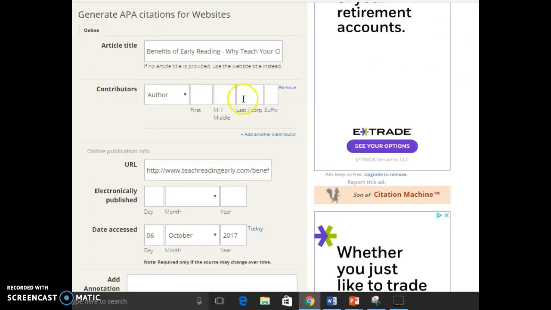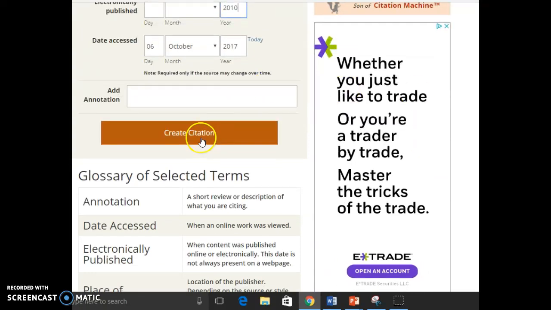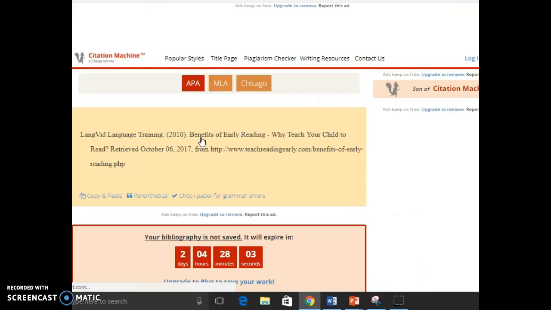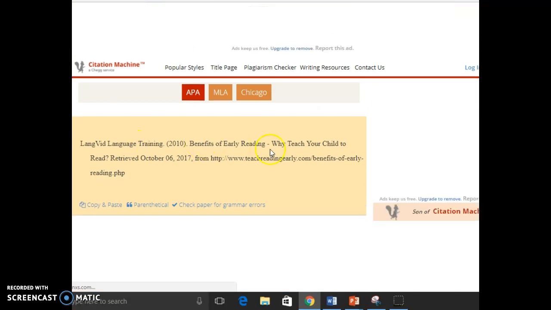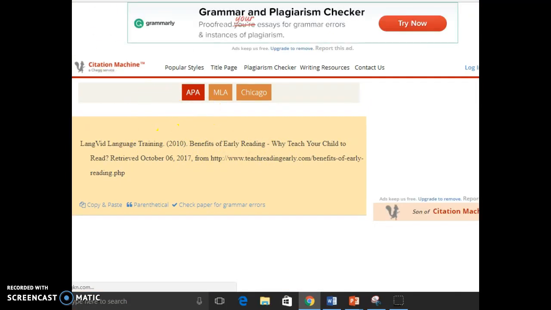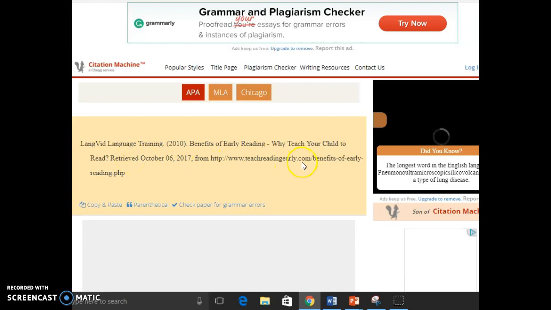So I would recommend going ahead and pasting in that Langvid Corporation and the electronically published. It was 2010, and actually you guys don't need the date that it was accessed, so when we click Create Citation, it shows our citation, but you would be able to pull out October 6, 2017 and merely leave in retrieved from, and then you have the web address.